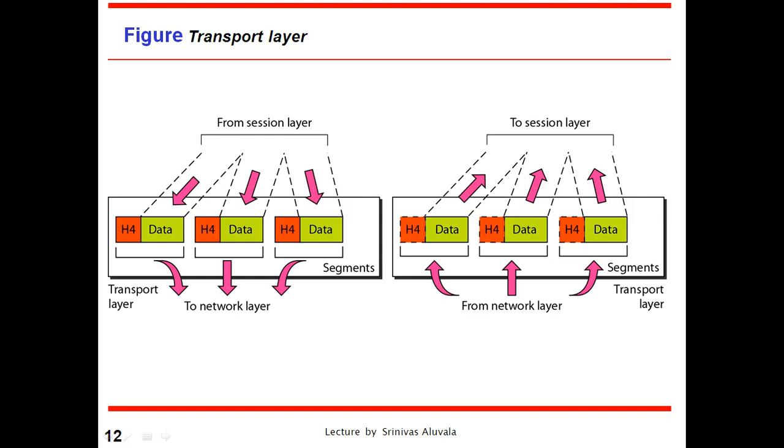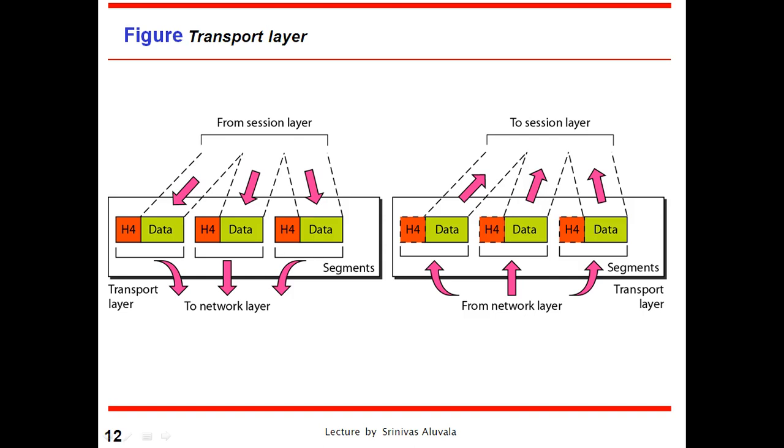The transport layer also takes the responsibility of segmentation and reassembly. A message is divided into transmittable segments, with each segment containing a sequence number. These numbers enable the transport layer to reassemble the message correctly upon arriving at the destination and to identify and replace packets that were lost in transmission.